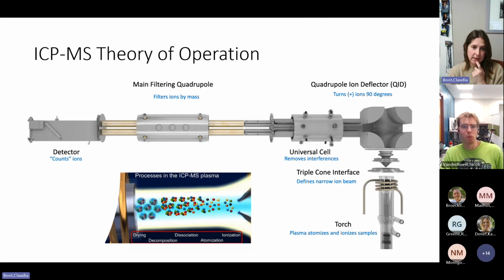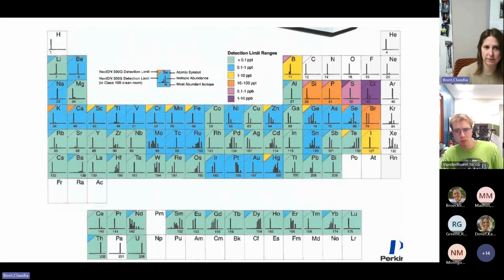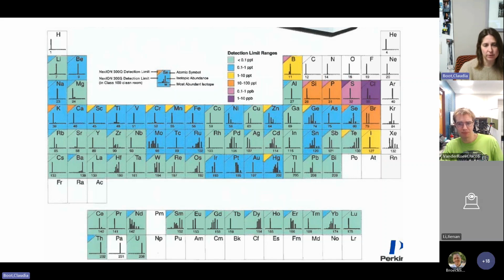So for the ICP-MS, you have this torch that atomizes and ionizes the samples, and you can see there's a drying phase and a dissociation phase where you get down to single elements that you're looking at. These ions turn a corner using a quadrupole, and then they go through this mass filtering quadrupole to a detector that counts the ions. And in ICP-MS, you're really focused on inorganic elements for the most part.